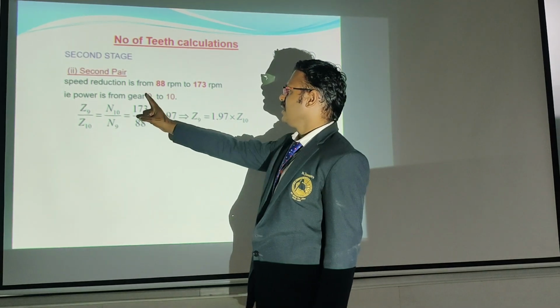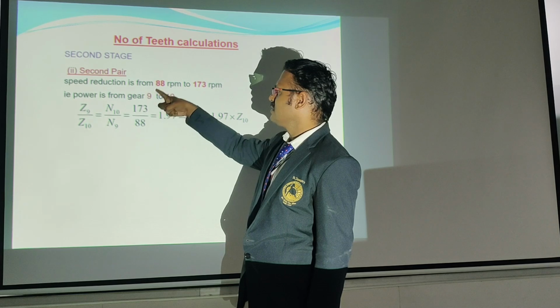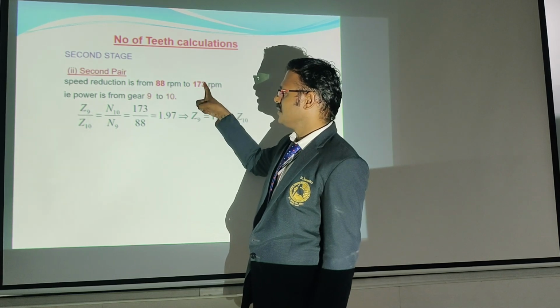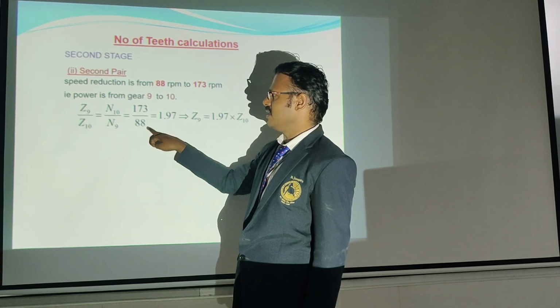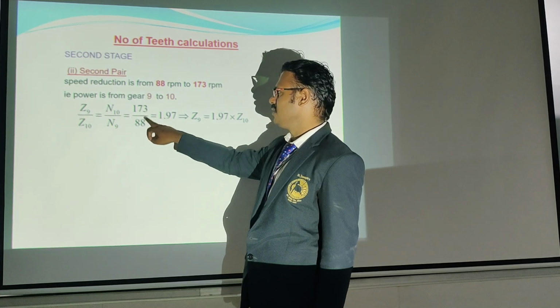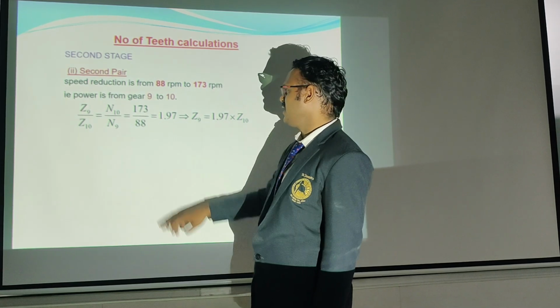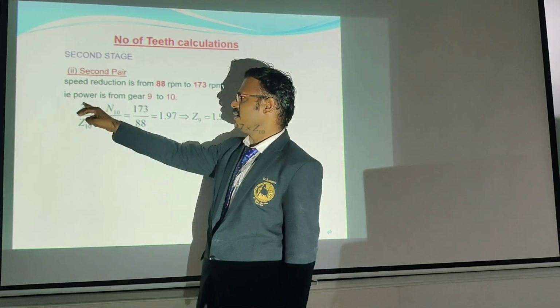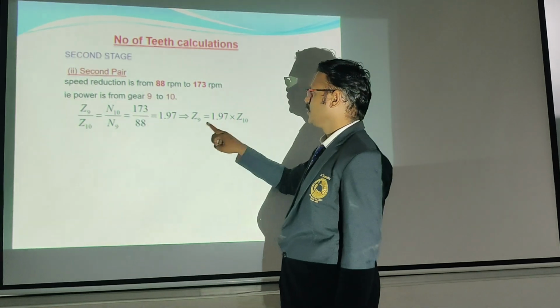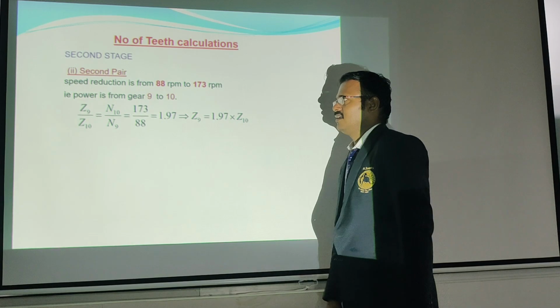So N9 is 88, N10 is 173. Just substitute here. N9 is 88, N10 is 173. So the value is 1.97. So I need to find out Z9. So Z9 equals 1.97 times Z10.